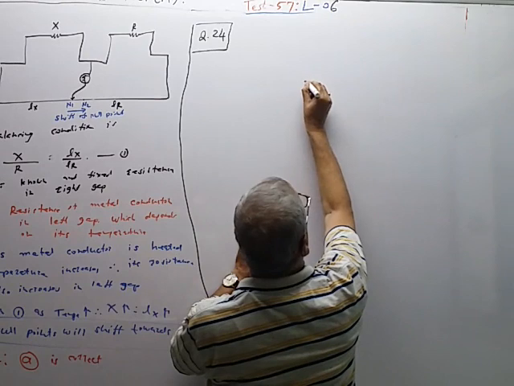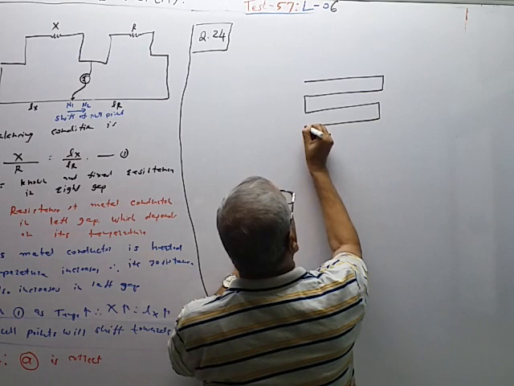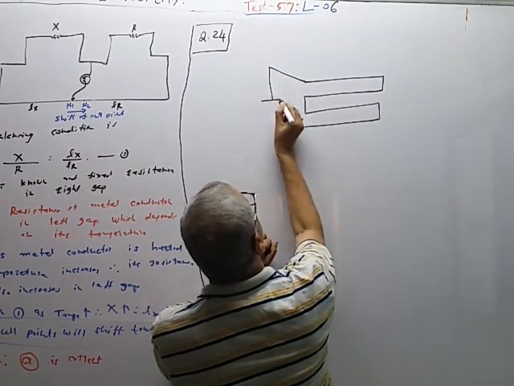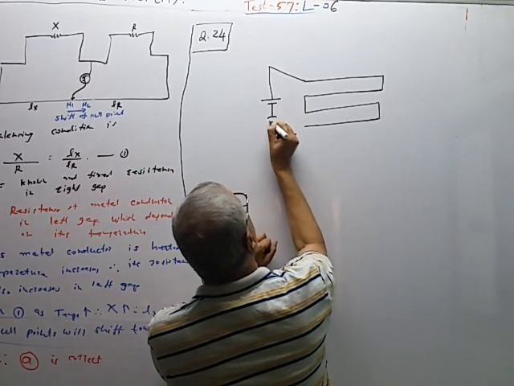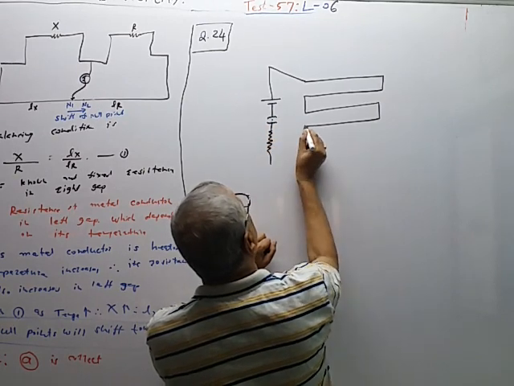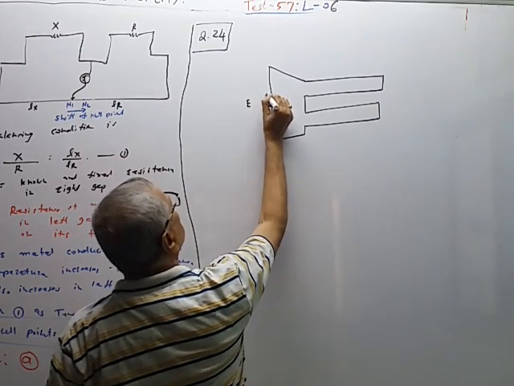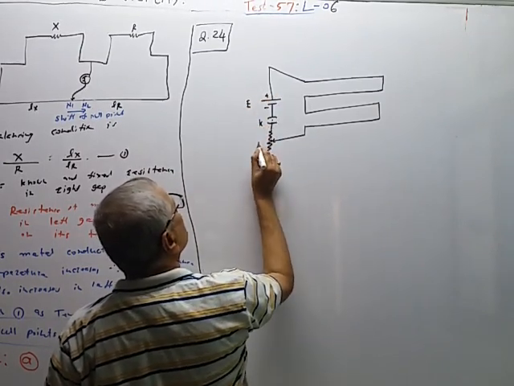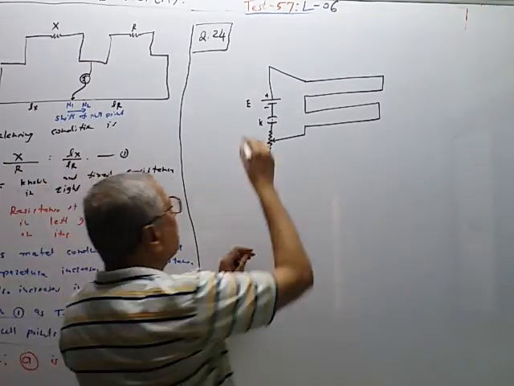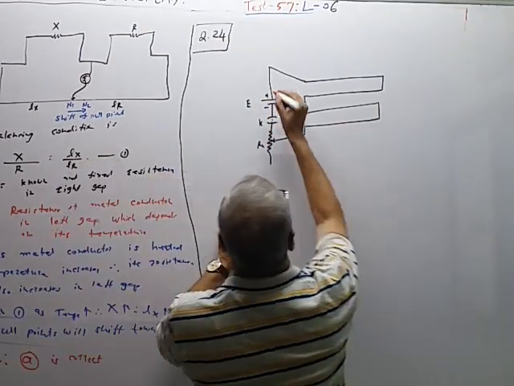This is the potentiometer wire AB. Here a cell is connected in series. This is the driver cell. This is the tap key. This is the main cell E, plus minus plug key, and this is the rheostat RH. This is called a potentiometer. So the battery will supply some current. That current will flow in this direction. Let I be the current supplied.